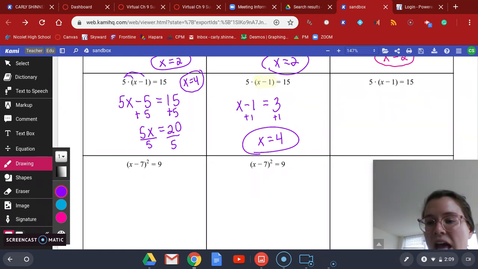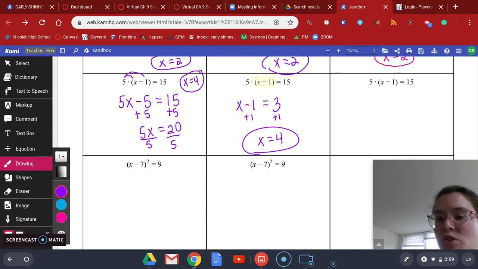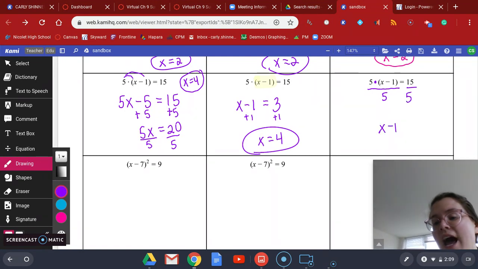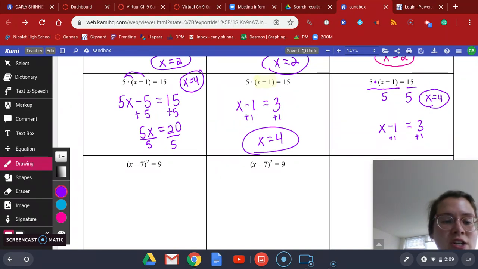All right, so the last one here is the undo. So I'm going to undo the multiplication by 5 by dividing by 5. So I get x minus 1 equals 3. And so again, I would get x equals 4. So kind of cool here. You can use multiple strategies to check your answer.